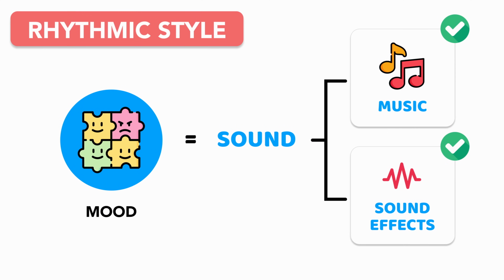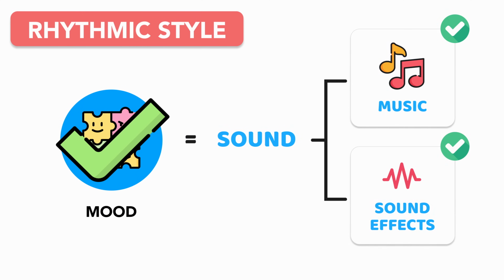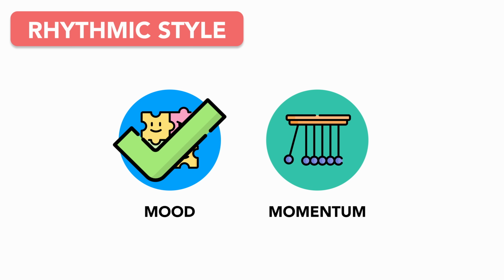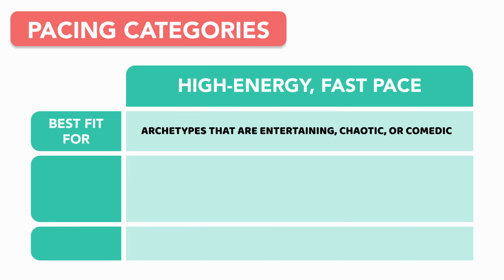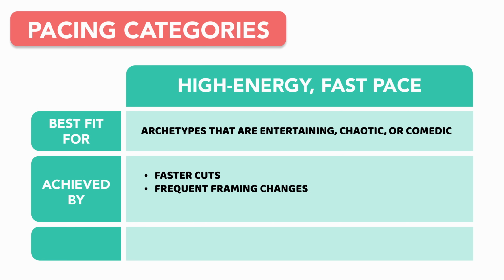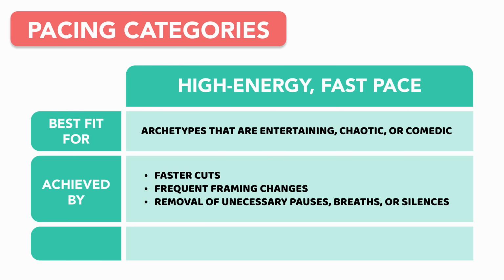Through sound, you've shaped the mood of your videos, but it's the pacing that determines the momentum. And while there are infinite ways to pace a video, most styles fall into one of 3 core pacing categories. At the top, we have the high energy, fast pace. This is best for archetypes that are entertaining, chaotic, or comedic. It's often achieved with faster cuts that keep the momentum high, frequent framing changes like zoom-ins and dynamic transitions, and the removal of unnecessary pauses, breaths, or silences to keep everything moving quickly.